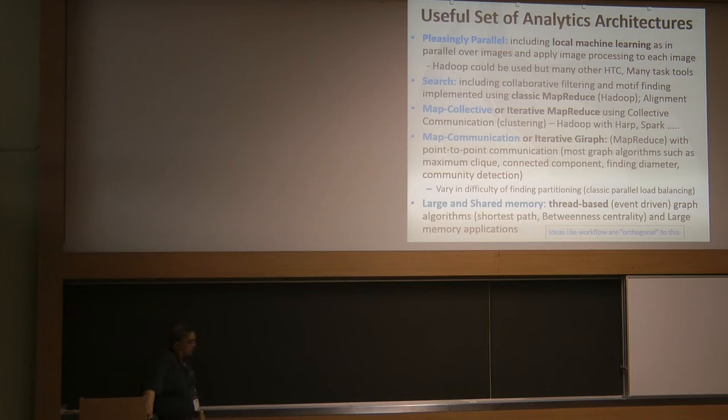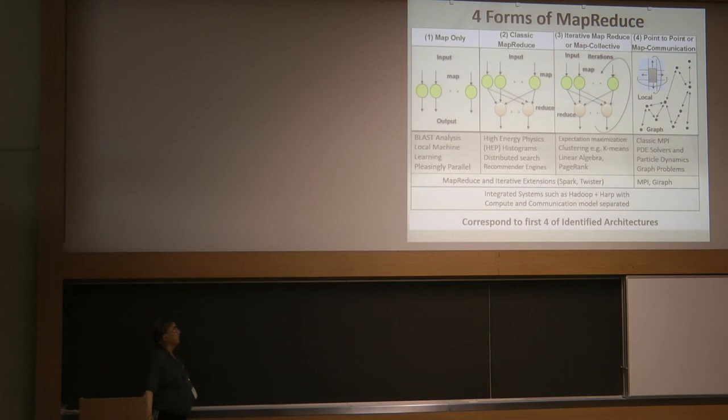If you remember, I defined five big data architectures, and the first four of those corresponded to the four versions of MapReduce: MapOnly, classic MapReduce, iterative MapReduce, or iterative MapCollective I should say, and what I call map communication, which is classic MPI, and also what's implemented by Giraph in the Apache stack. So those four pictures give you a structure of communication which corresponds to the big data applications that I described in the previous lecture yesterday.